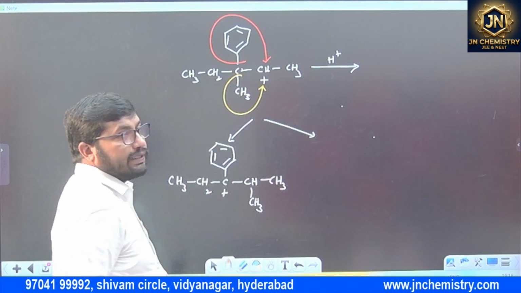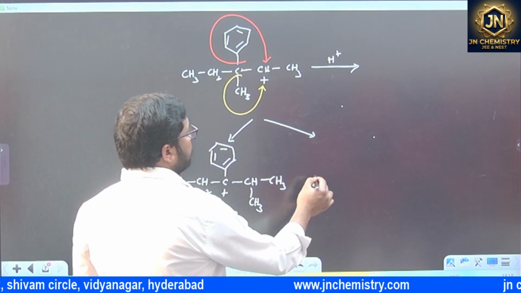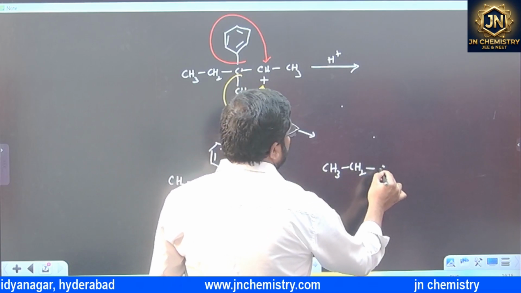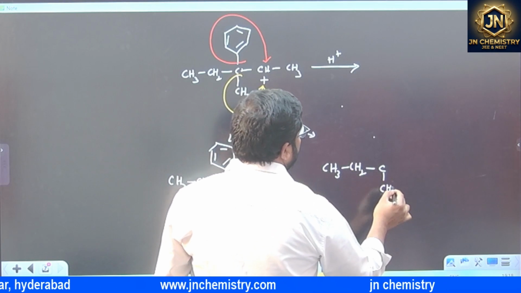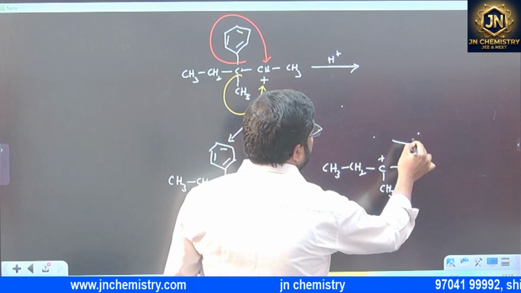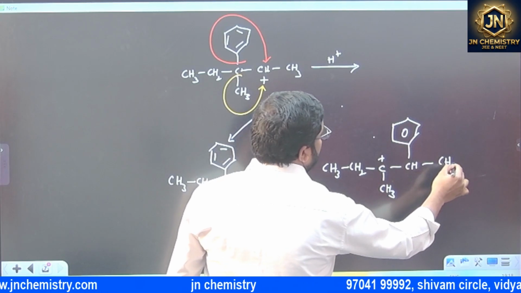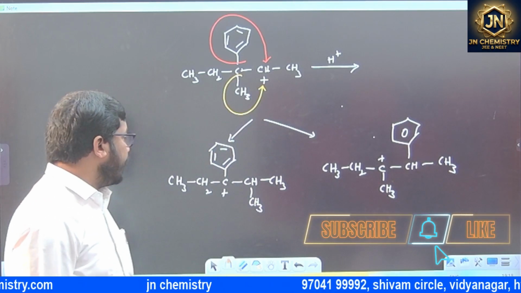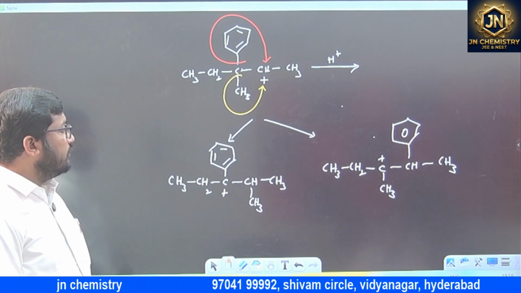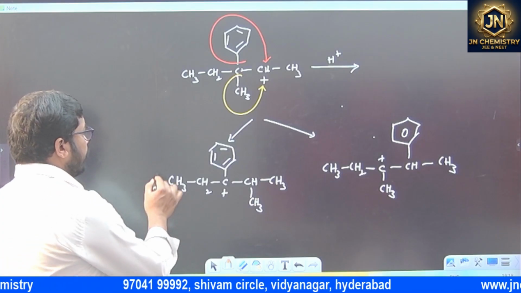If I am doing the methyl shift, this will get like this. If I am doing the phenyl shift, what exactly happens? Let me know the two carbocations which are forming, which is more stable now? First one or second one?